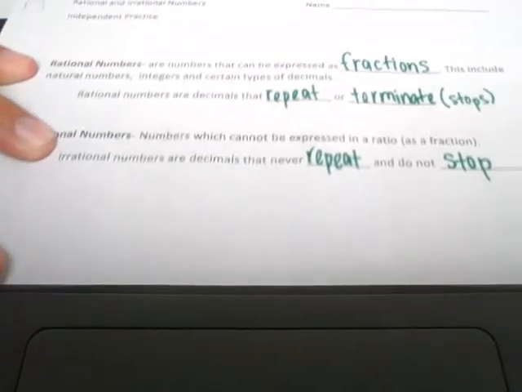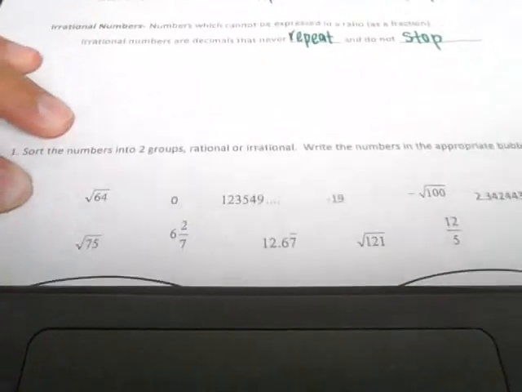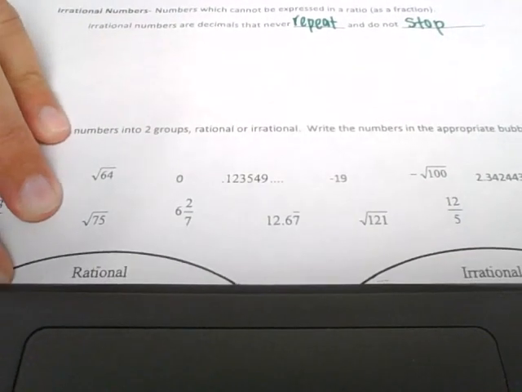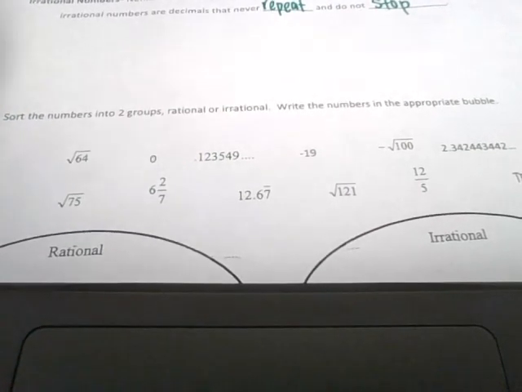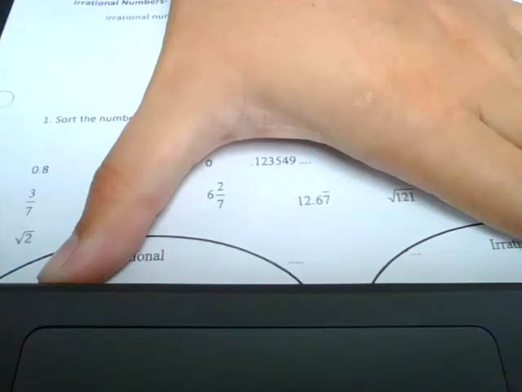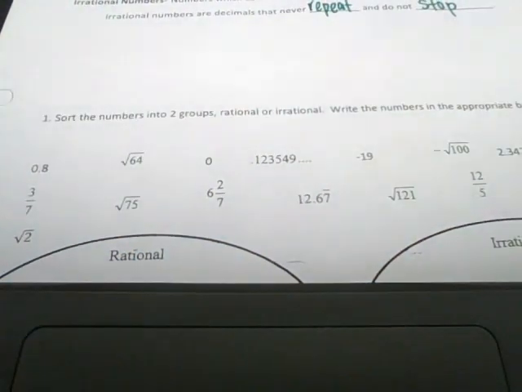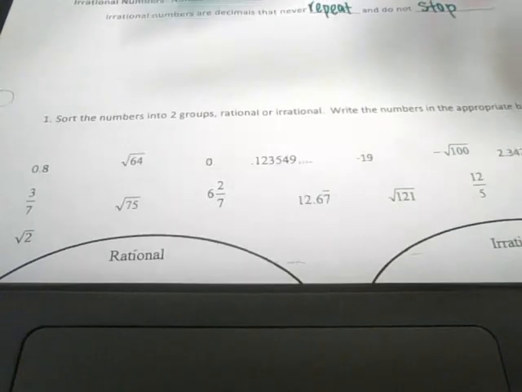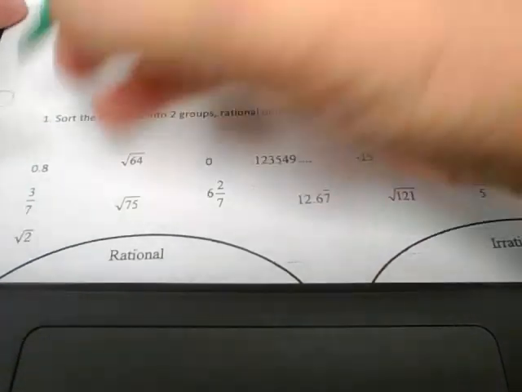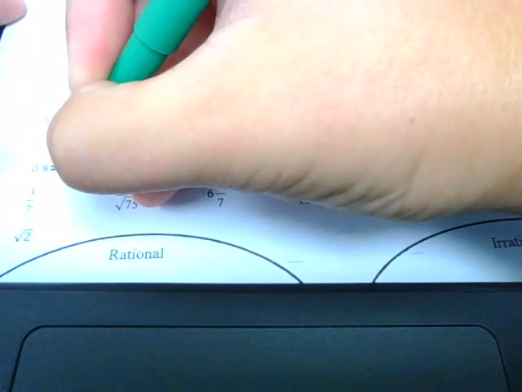So let's look at some different numbers down here, and then we're going to decide whether they are rational or irrational. Okay, there we go. All right, so 0.8. When you look at 0.8, it is a decimal, and does it stop? Well, yeah, there's no numbers after it, right? So if it's a decimal that stops, that means that it's a rational number.